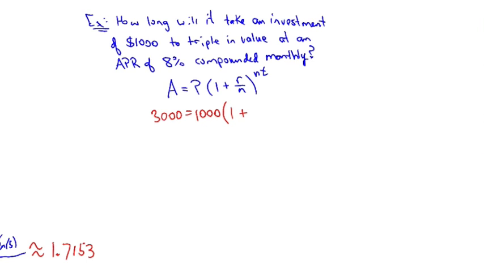8%, so that'd be 0.08. What's N? That's that compounding thing. If you compound monthly, this is N. What's it mean to be compounded monthly? What would N equal? How many times a year? 12. And then you get up here, 12t.